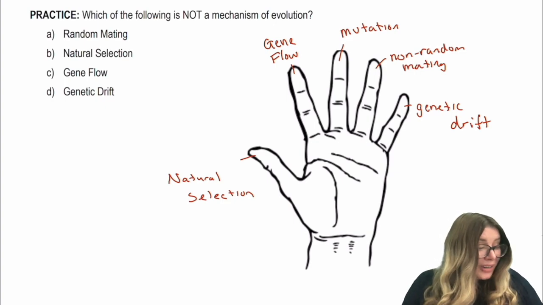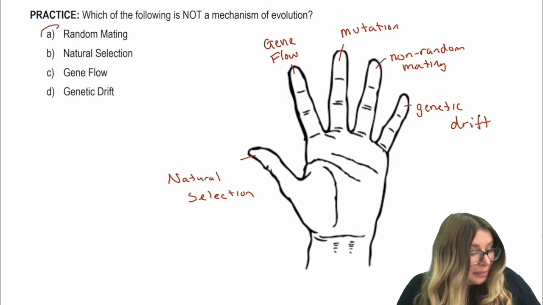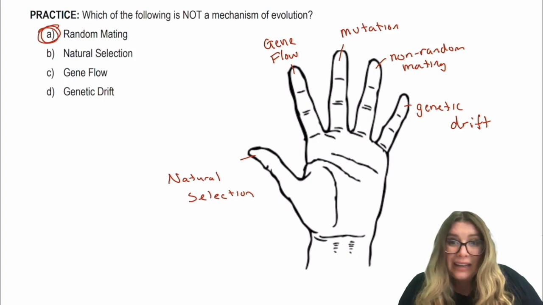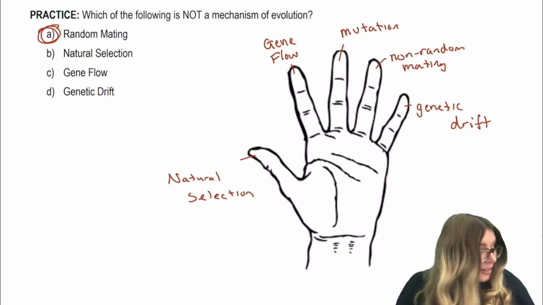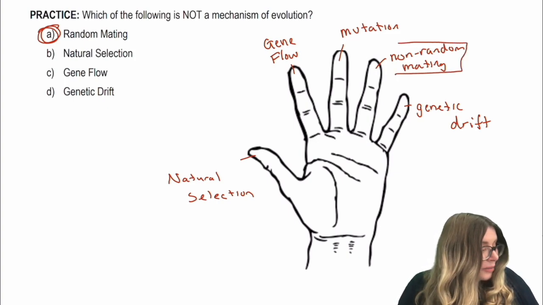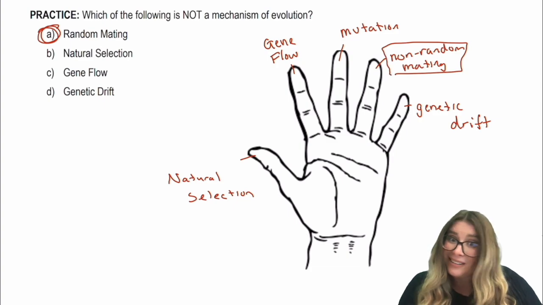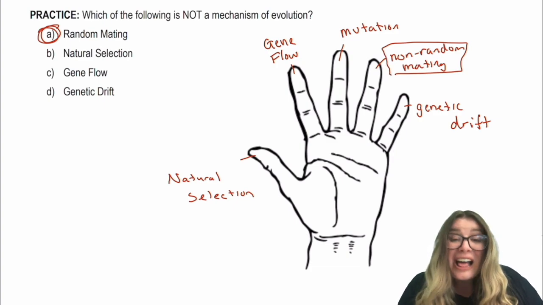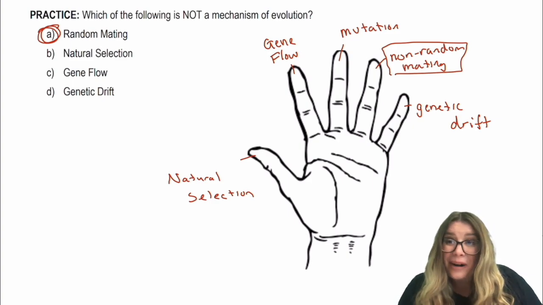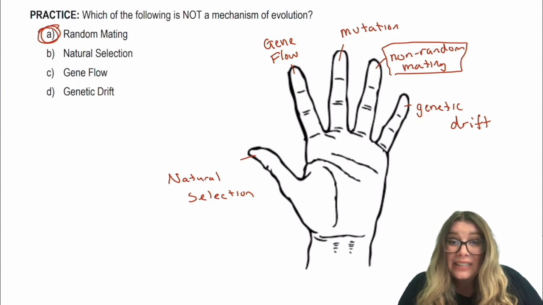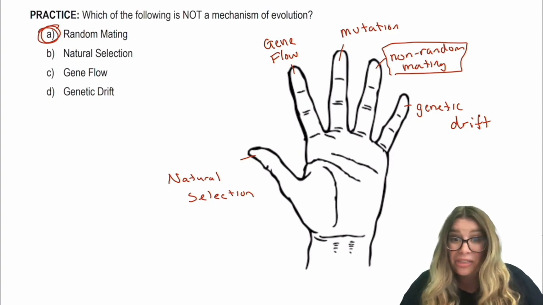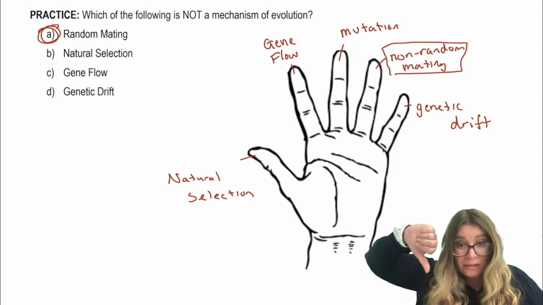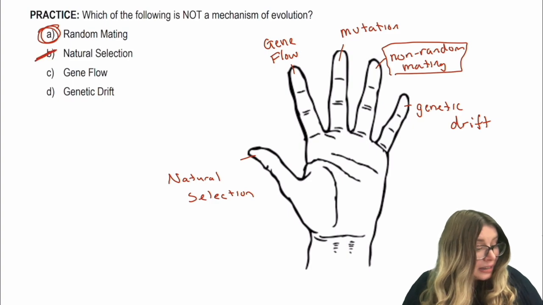So answer choice A says random mating. Random mating is not one of our 5 fingers. This 4th finger here was non-random mating. So that's the answer to this question. Let's read through the other possibilities to see if we're still right. Answer choice B says natural selection. That's our thumb. We're selecting for it, or we're selecting against it.